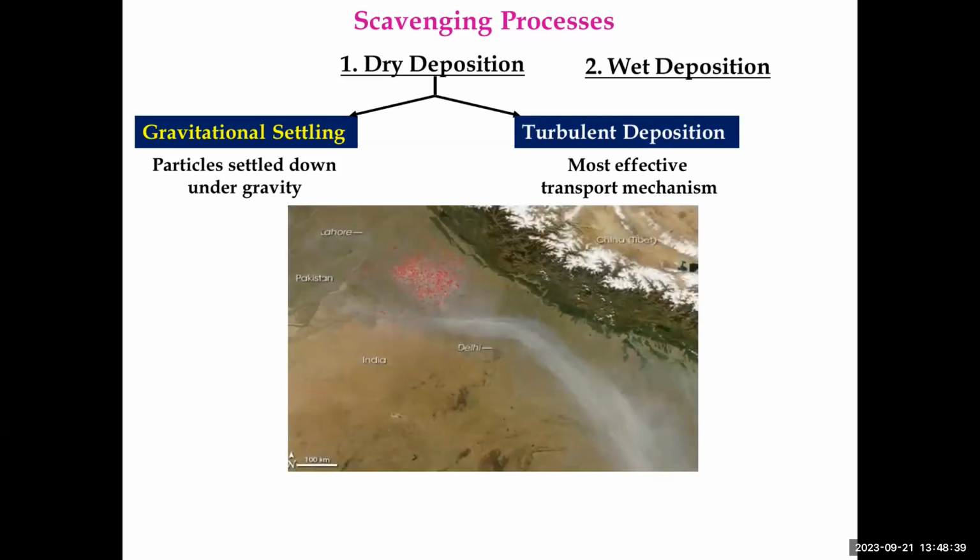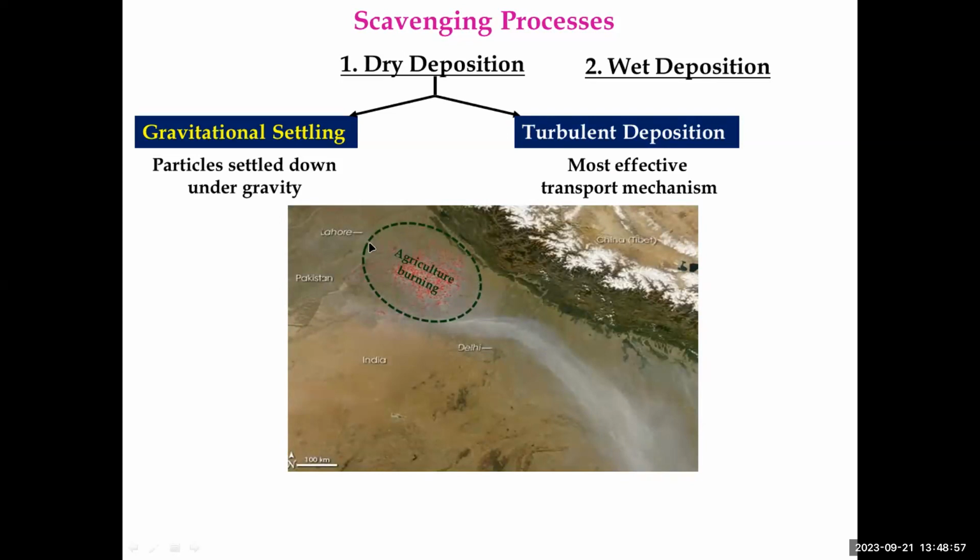This is the satellite imagery, which clearly shows how this turbulent deposition transport will take place. This red dot you can see is the agriculture burning that takes place in the northwest part of India during the October and November period.